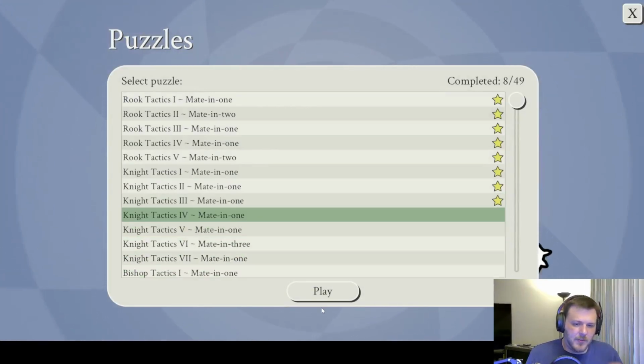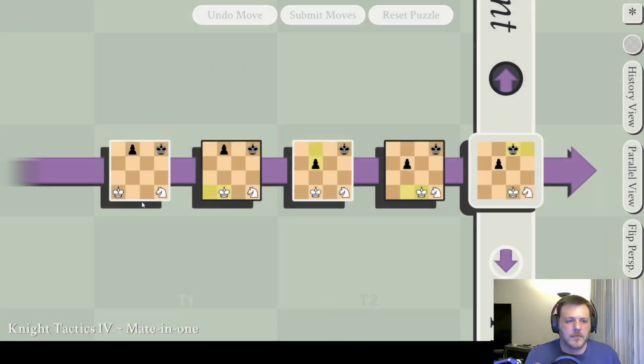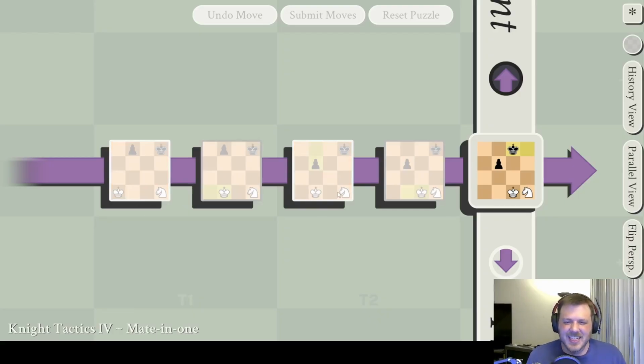Knight Tactics 4. Because chess in 2 dimensions wasn't hard enough. I've never been a chess expert. I like to play chess, but I'm okay. I'm not great.